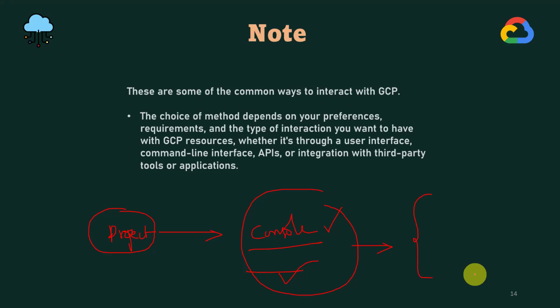Most of the time it depends on the project requirement, and only then do you have to do it. So this is what I would like to tell you guys. These are the 4 interface methods in the Google Cloud Platform to interact with the GCP services. Okay, so I wanted to stop it here.